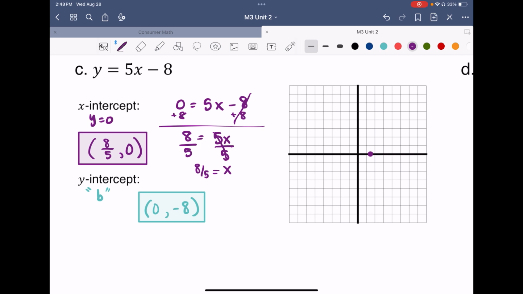For the y-intercept, it's just the b value in mx plus b. So I didn't actually have to do anything. Just cover up the x and get y equals negative 8. Then connect the two to get your graph.